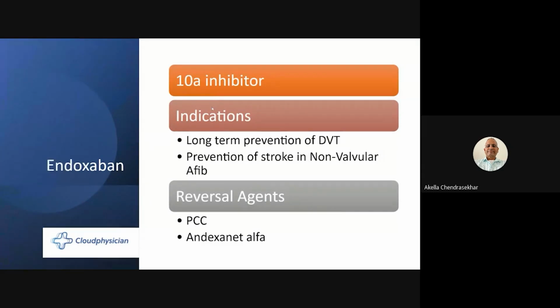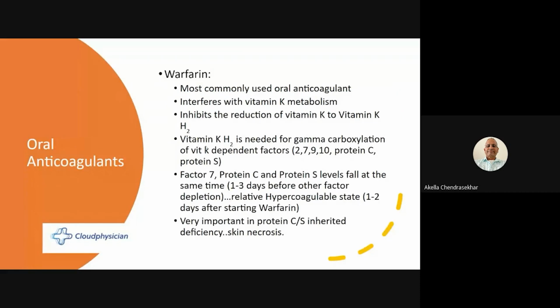Next slide. Okay, apixaban we already spoke about. Edoxaban, same thing. Next slide. Okay, warfarin. Now here's the thing with warfarin. Warfarin works by vitamin K.